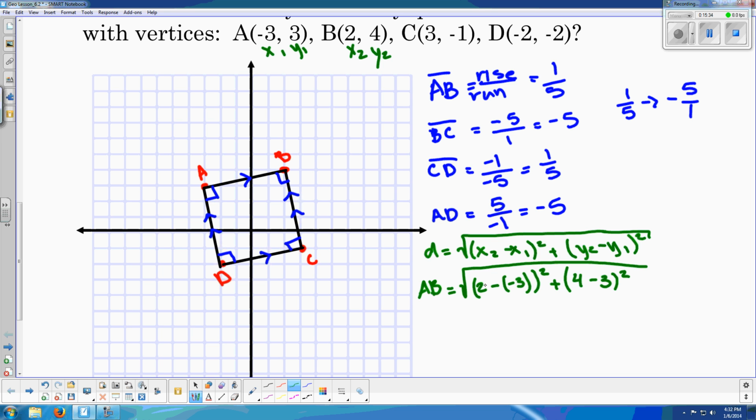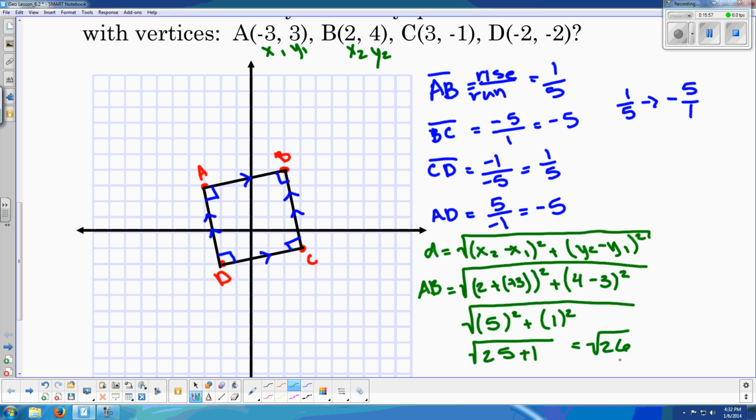Now remember, minus and negative makes both of these positive, so we have the square root of 5 squared, because 2 plus 3 is 5, plus 4 minus 3 is 1 squared. 5 squared is 25 plus 1, which equals the square root of 26. Now we can leave it like this because we're cool like that.